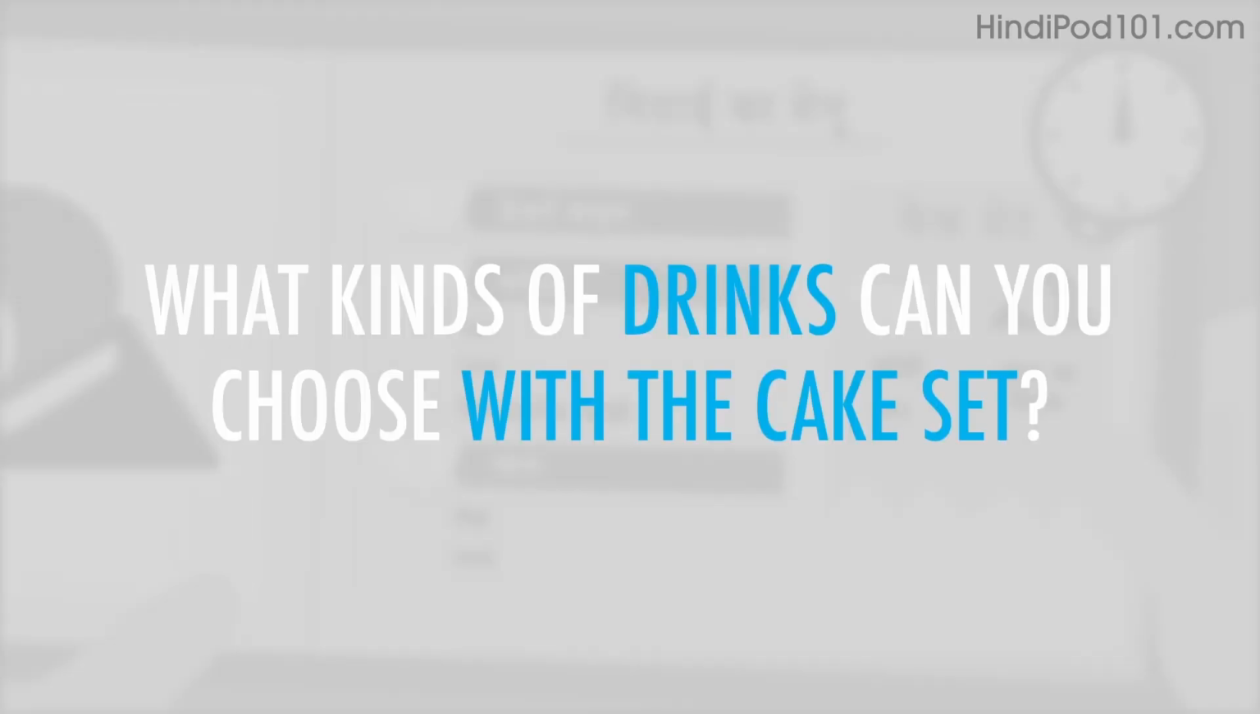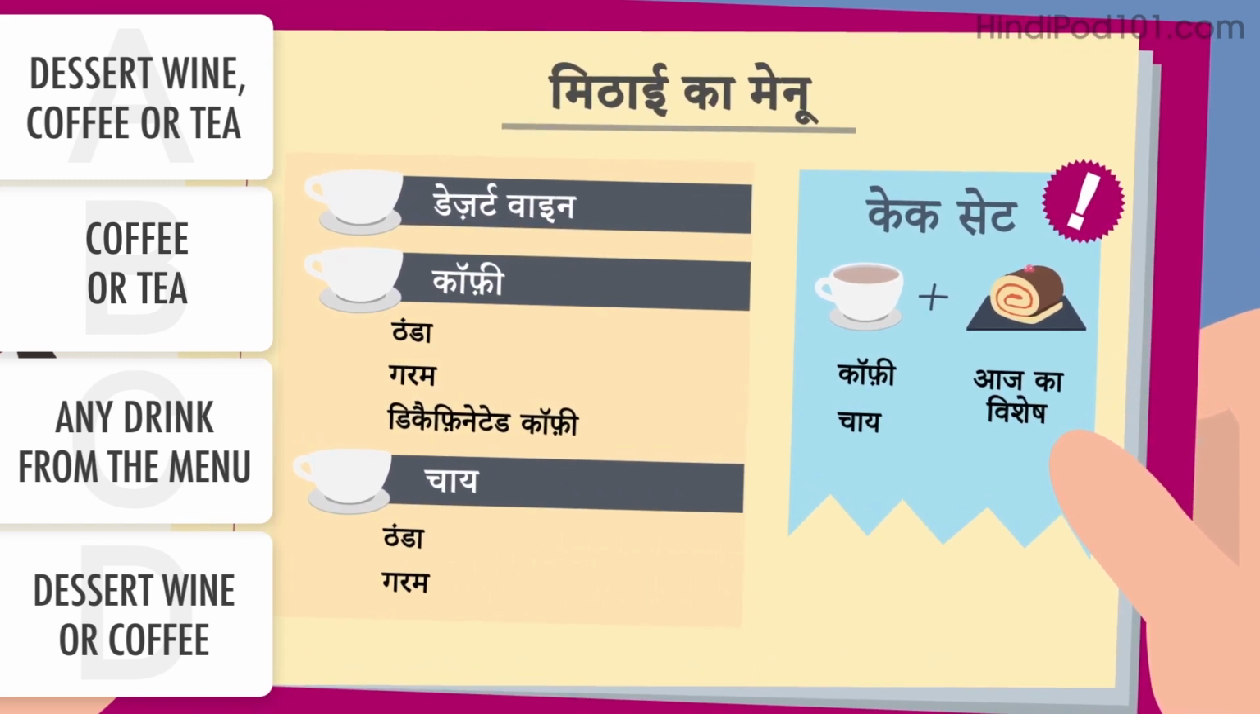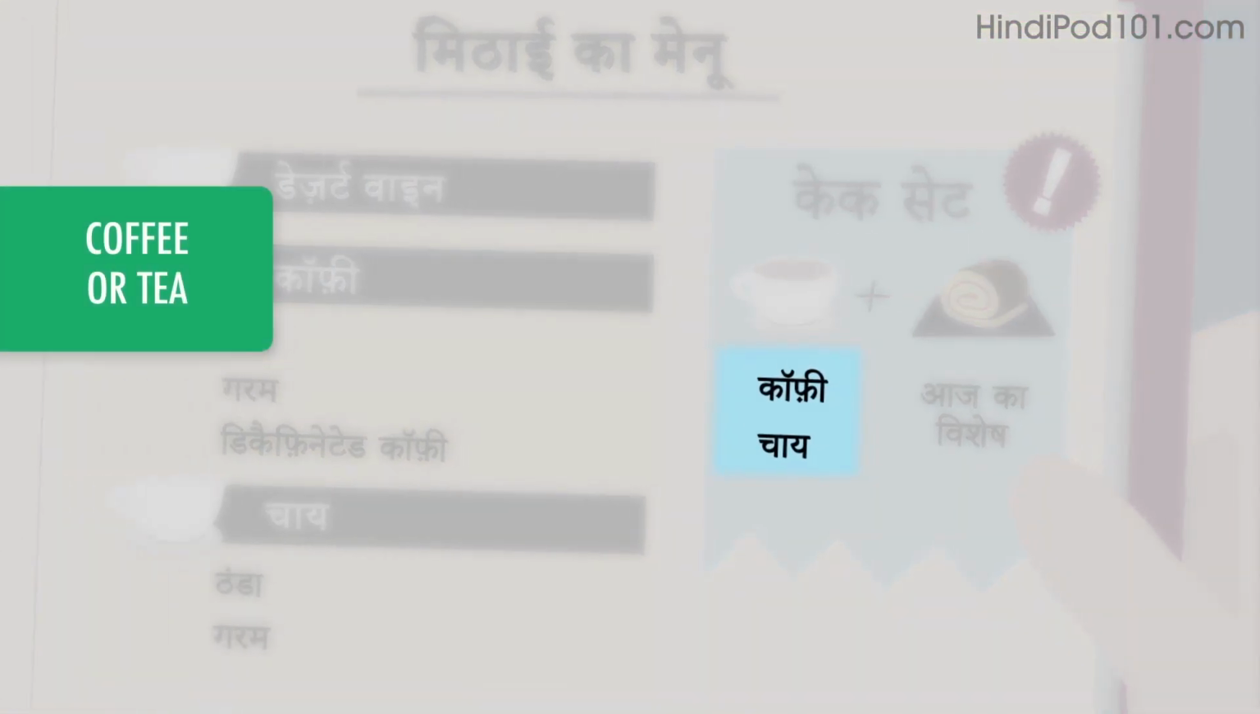What kinds of drinks can you choose with the cake set? The menu shows that you can choose from coffee or tea.